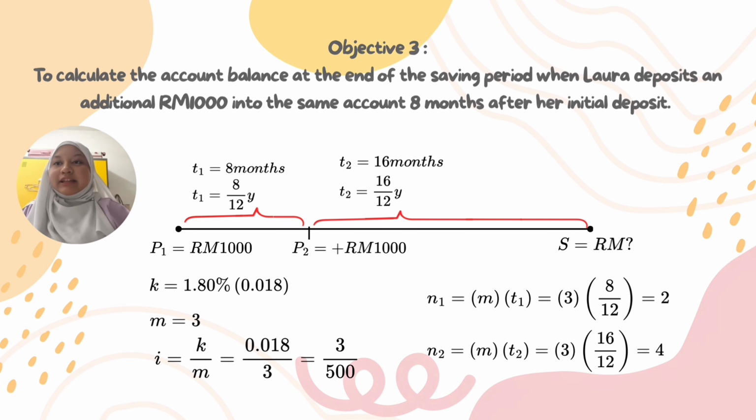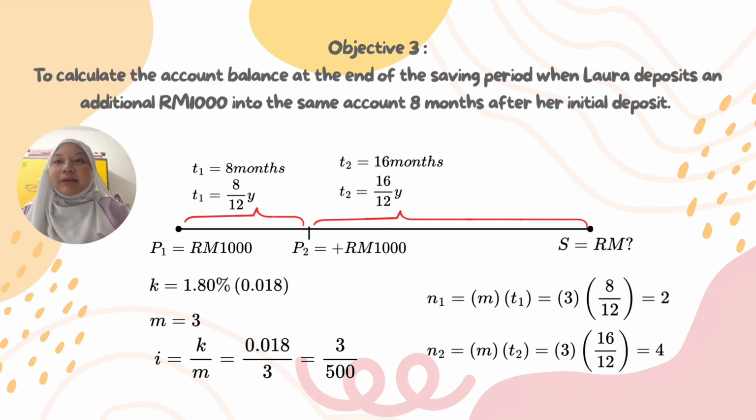Objective 3. To calculate the account balance at the end of the saving period when Laura deposits an additional 1,000 ringgit into the same account 8 months after her initial deposit. For Objective 3, we need to construct a timeline starting from P1 and ending with S. And between P1 and S is P2, which is when the deposit happened. P1 equals 1,000 ringgit, P2 equals 1,000 ringgit, and S is unknown.